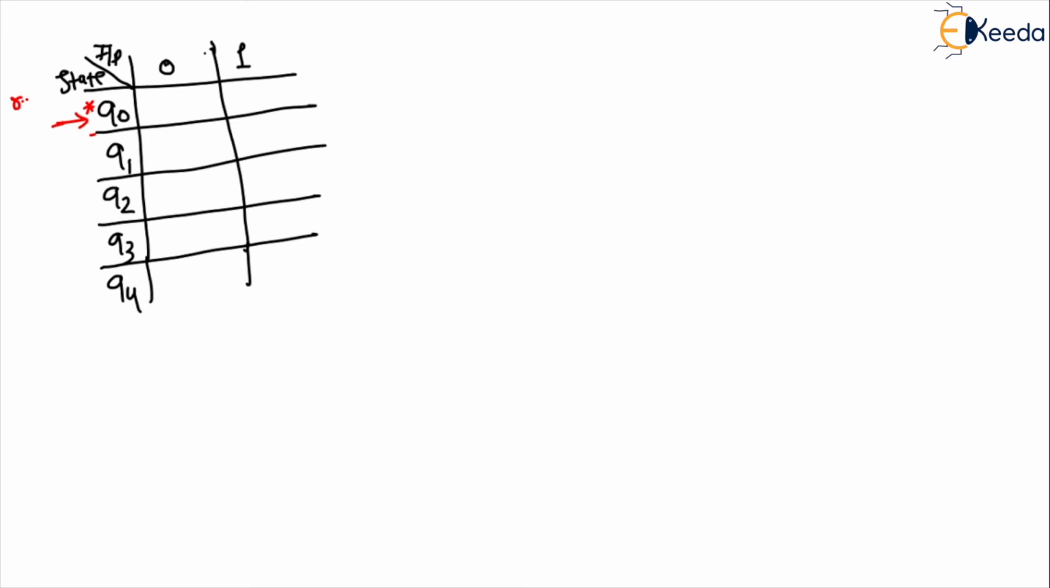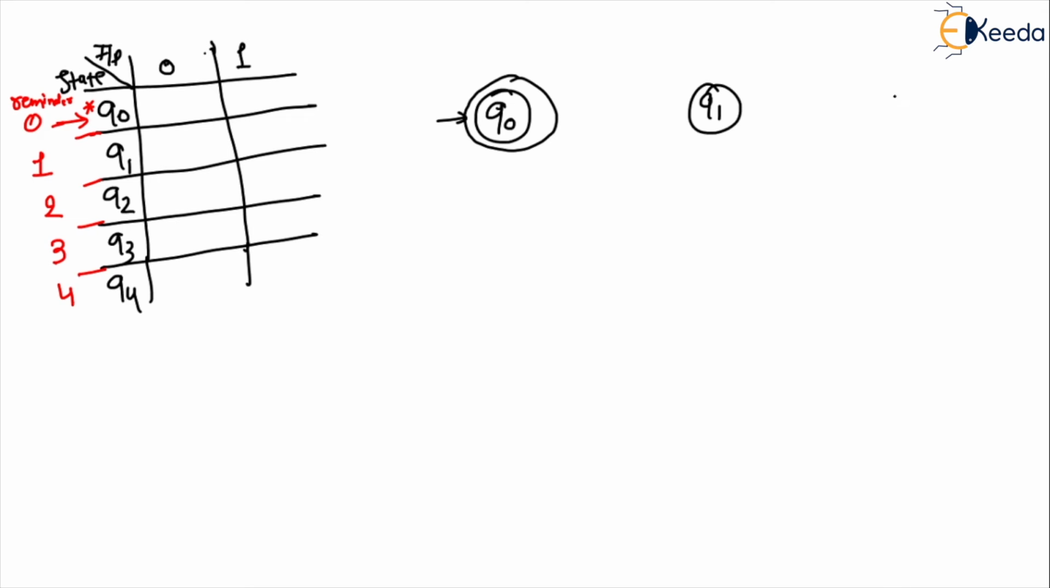So for q0 the remainder is 0, q1 remainder is 1, q2 remainder is 2. We should know this. Only on that condition is it possible to design the automata. So there are 5 states, just write down all the states: q0, q1, q2, q3 and q4. Initial state is q0, final state is q0.